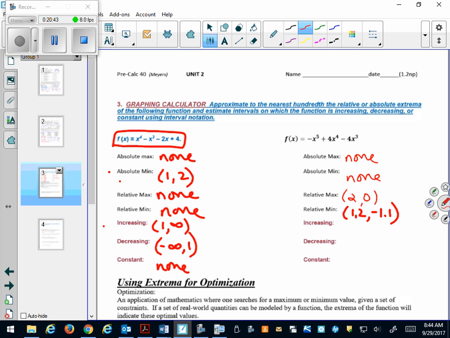All right. Increasing, I have from 1.2 to 2. Decreasing from negative infinity to 1.2. And then again from 2 to infinity. And constant never.